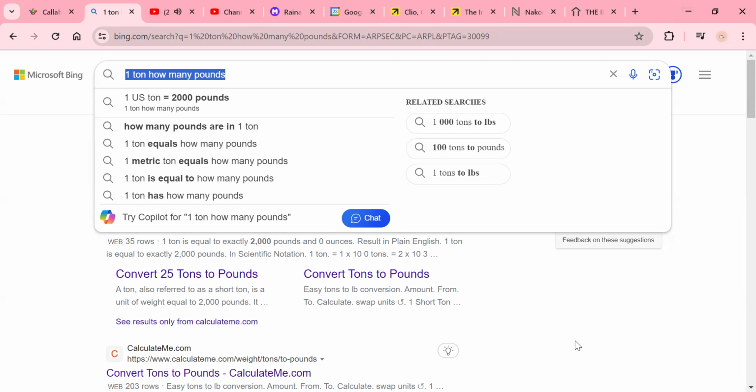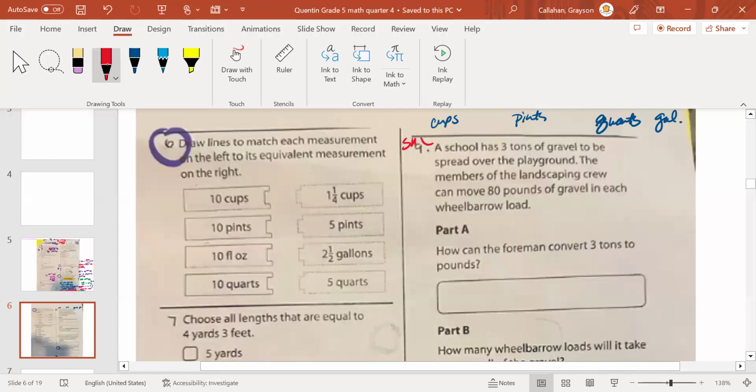Yeah, so let's first rearrange. I'm gonna go back a little bit. Let's rearrange this from smallest to biggest, okay? So cup is first, then what? Yep, and then what? Quarts, and then what? And then gallon. So let's figure out how many cups in a pint, how many pints in a quart, and how many quarts in a gallon.